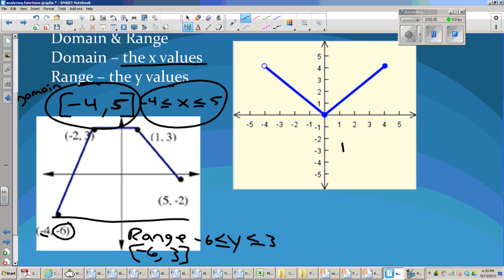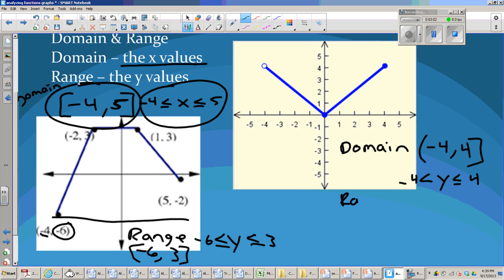Domain. So your x values. What's the furthest left we go? -4. Furthest right is +4. At -4 we have an open circle. At +4 we've got a closed circle. Write it as a compound inequality: -4 is less than x, less than or equal to +4.